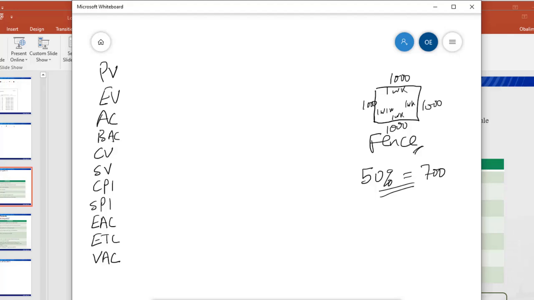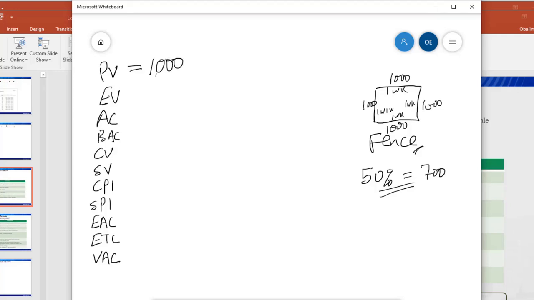So let's start with the planned value. Remember we said that planned value is how much we plan to spend on a periodic basis in the course of carrying out the project. And that's what we refer to as the planned value. So in this case, since we are going to be measuring on a weekly basis, our planned value is 1,000. And that's exactly what our planned value is.